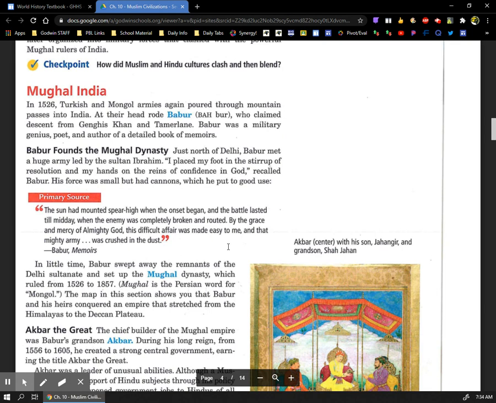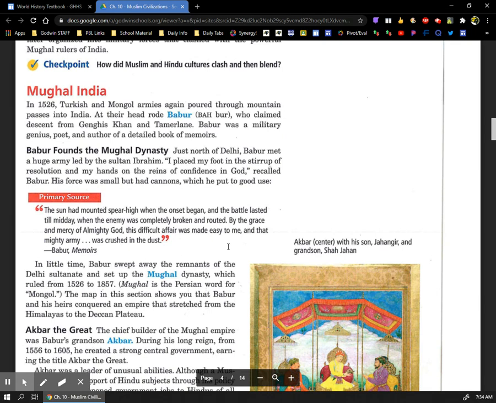Just north of Delhi, Babur met a huge army led by Sultan Ibrahim. "I placed my foot in the stirrup of the resolution and my hands in the reins of confidence in God," recalled Babur. His force was small but had cannons, which he put to good use.